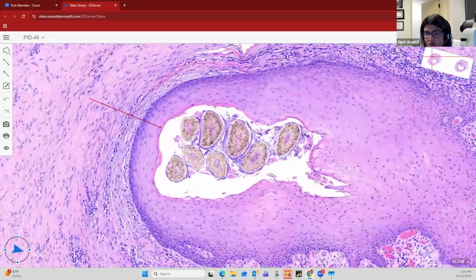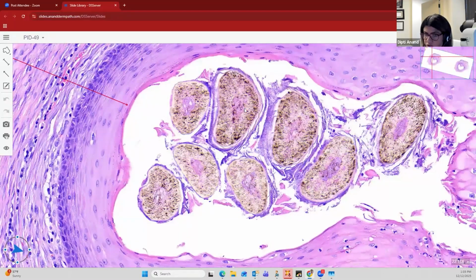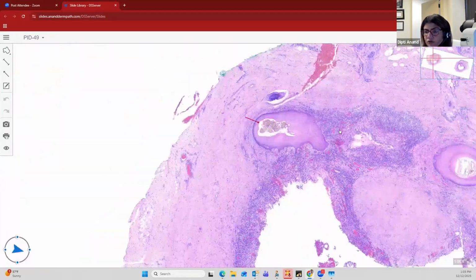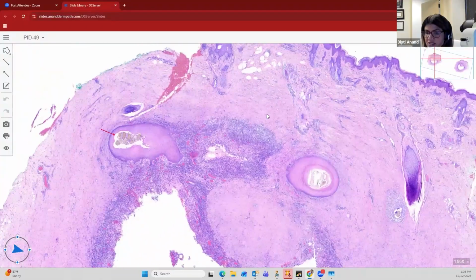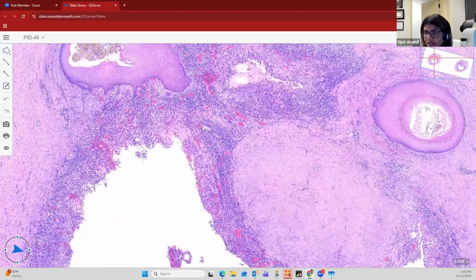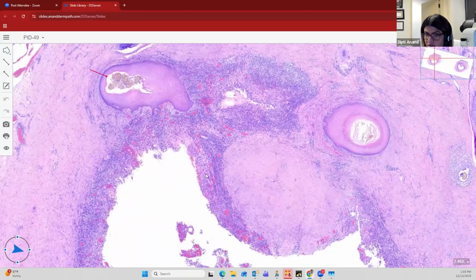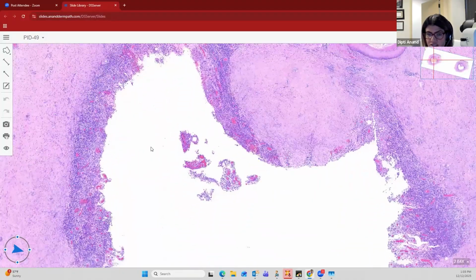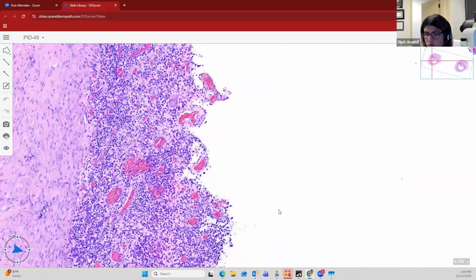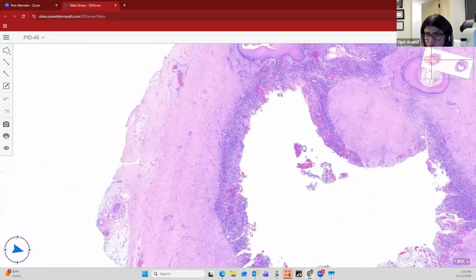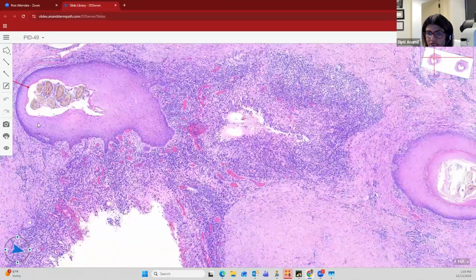So this is how the hair shafts look, pigmented with pigmented granules. And this is an example of a pilonidal cyst. Pilonidal cyst is a classic example. This is a very nice example of a pilonidal cyst where you see disrupted hair shafts and follicles which have produced this inflammatory foreign body response. So it's important to recognize the hair shafts.